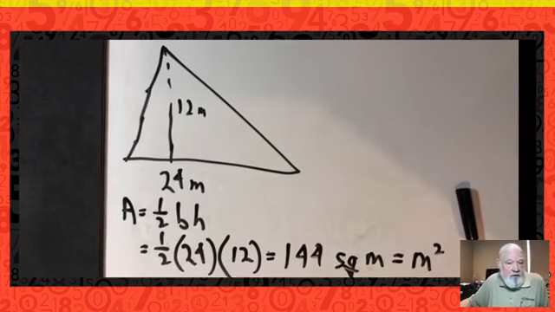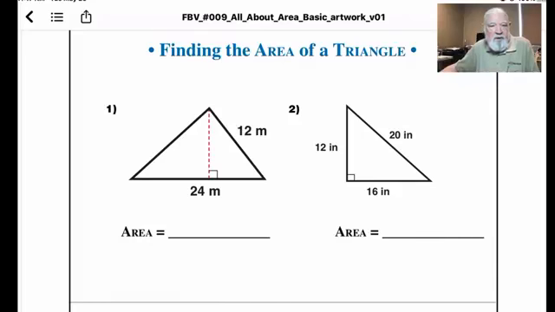So that's the first example we have here. Let me get back to the picture here. How about the second one now? So how long is the height in triangle number 2? Is that the 20, the 12, or the 16? Which one is the height? Good, 12 inches, excellent. And the base, obviously 16.